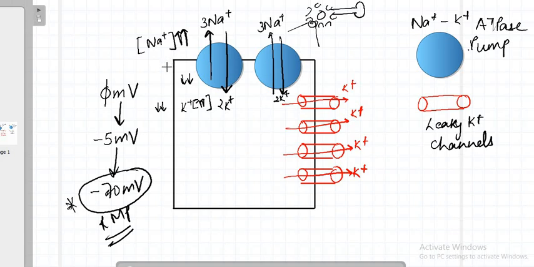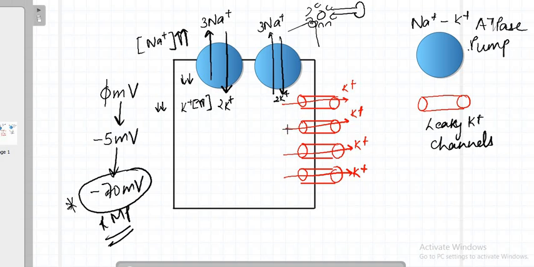This concentration gradient will later on help in the action potential. So remember, the ATPase pump has two main functions. First of all, it makes the inside of the membrane negative, that is, it helps. And second, it is maintaining the concentration gradient for sodium and potassium, which later on will be helpful in the action potential. Okay, great.